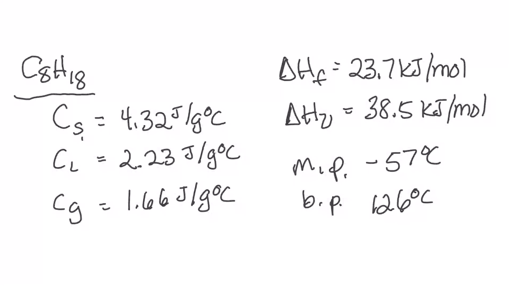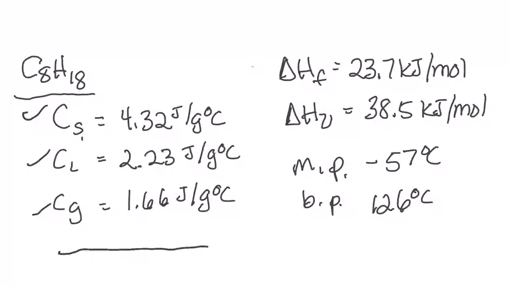So at the very top of the page on 906, it gives all this information about octane. And octane probably sounds familiar to you because it's a component in gasoline. And it gives us the three specific heat values, one for the solid, one for the liquid, one for the gas. We may use some of those.